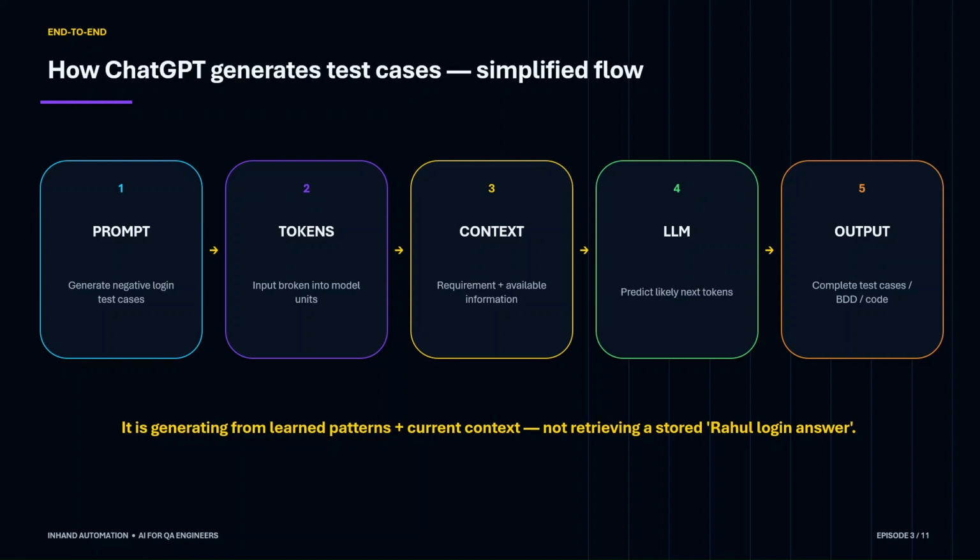One token leads to another and then another, until finally Rahul sees a complete response. For example, if you ask for an invalid password, test case 2 is an empty username, test case 3 is a locked user, and so on. The AI did not simply search a database which contains all these test cases, or something named like Rahul's login test cases. It generated the response based on the learned patterns and the context Rahul provided. That distinction is very important.